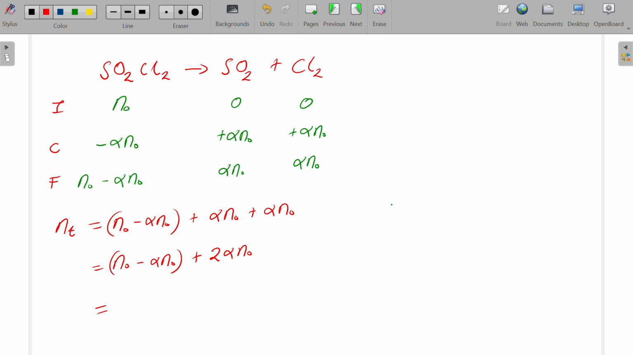So this will be equal to N initial minus alpha N initial, added to 2 alpha N initial.